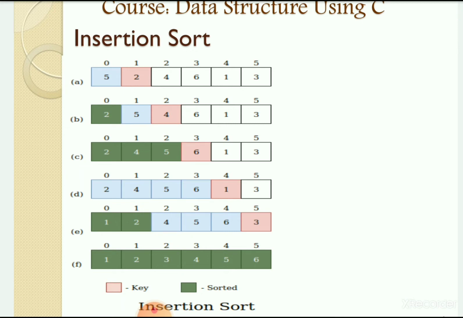In the next pass, that is pass number 3, we have to compare the element at the third position with the 0th, first and second element. So 6 compared with 2, no change will be there. 6 compared with 4, no change. And again 6 compared with 5, again no change. So 2, 4, 5, 6 will remain as it is.